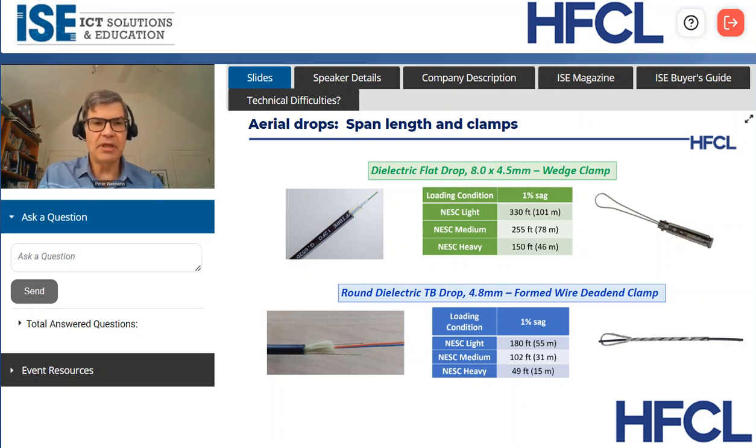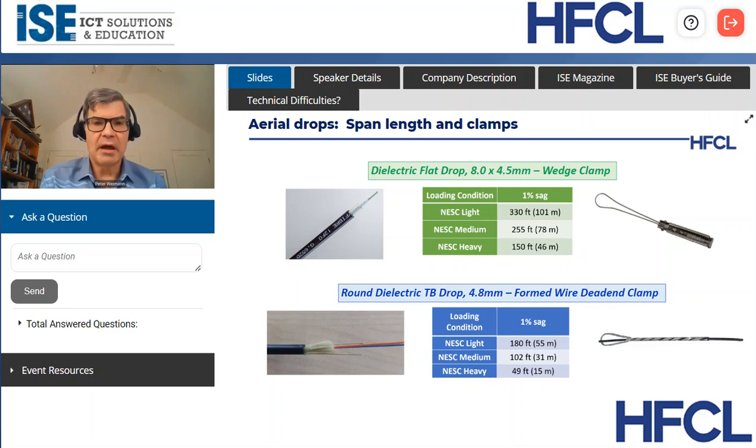One of the reasons for the popularity of the dielectric flat drop is the wedge clamp shown on the right. That was originally developed for copper telephone drop, the so-called flat A-drop type copper drop, which my house actually had connected to the street when I moved in in 2000. The clamp I happen to show is the Diamond Sachs wedge clamp, which is now made by PPC and has been around for over 50 years. It's very reliable, very easy to use. People are familiar with it, and this flat drop is compatible with it.